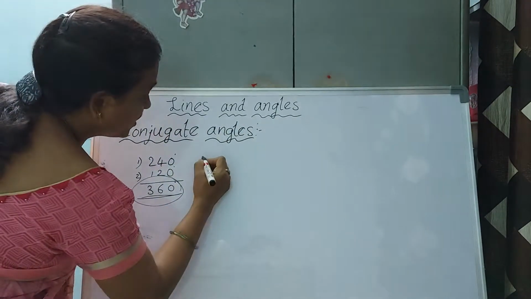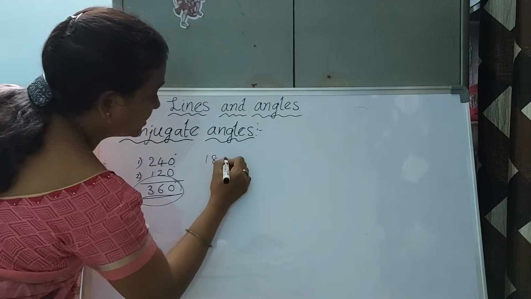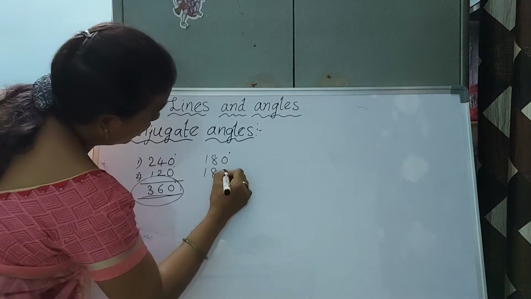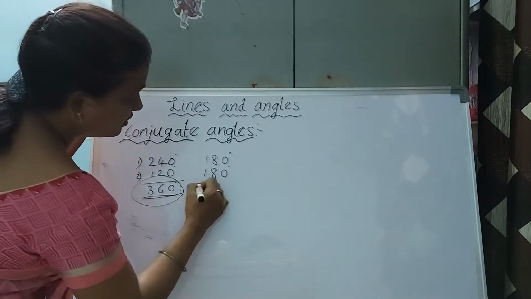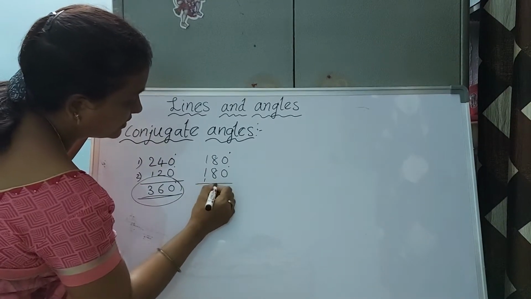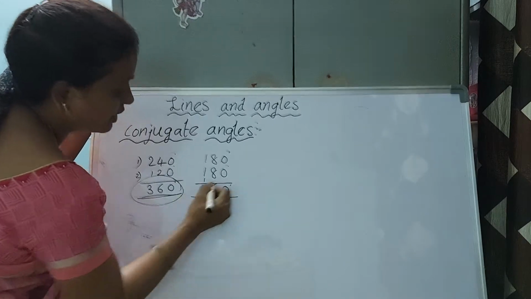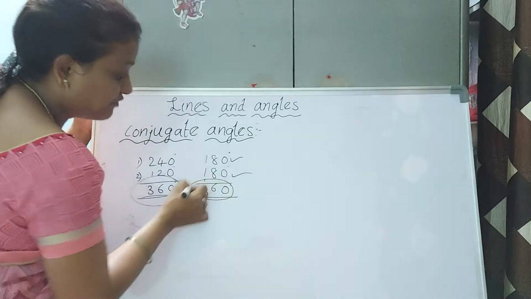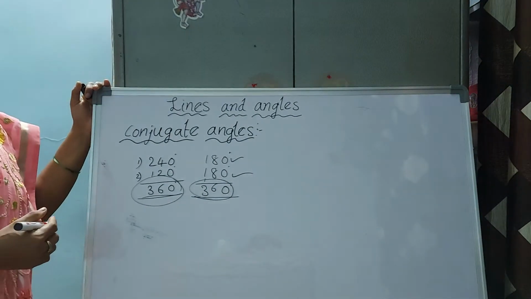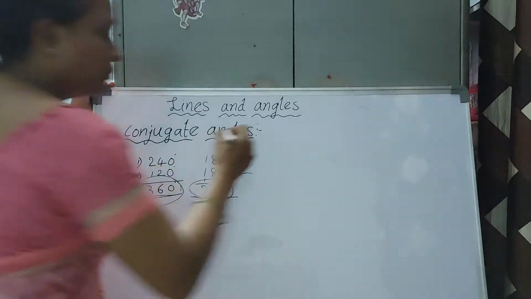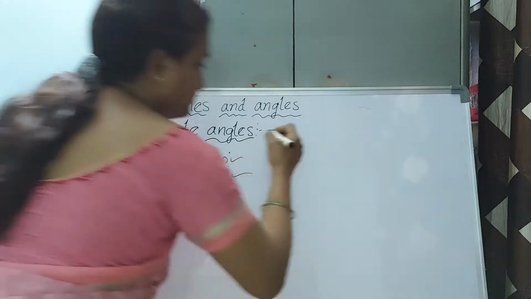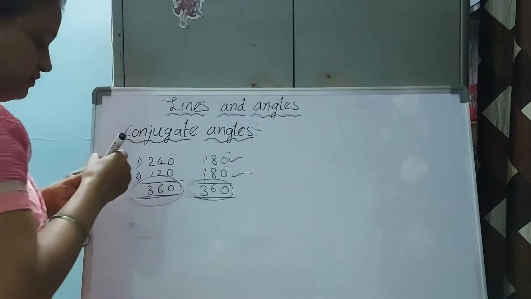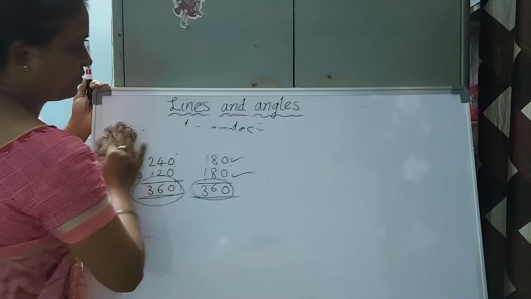Next one, for example, 180 degrees. If one angle is 180 degrees and the other angle is also 180 degrees, then the total is 360. So the sum of the two angles is equal to 360 degrees, and we call them conjugate angles. Next, see, pair of angles.